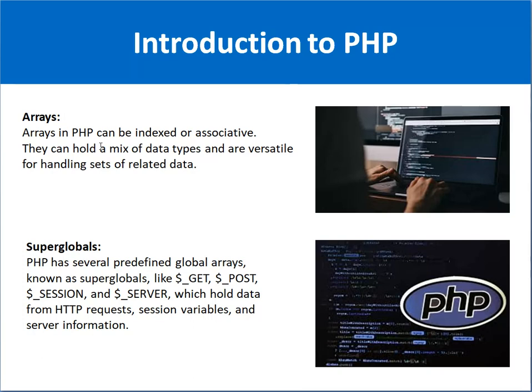Then super global. Super global means that PHP has several predefined global arrays known as super globals, like $_GET, $_POST, $_SESSION, and $_SERVER, which hold data from HTTP requests, session variables, and server information. That is why it is called super global in PHP.